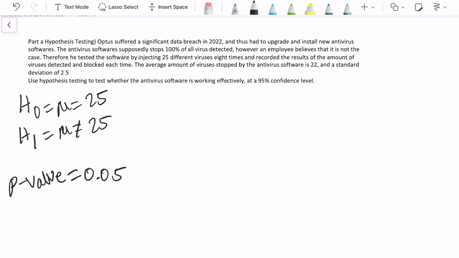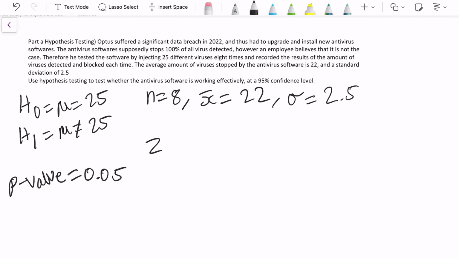Now, to continue with the hypothesis testing, we should gather some information from the problem above. So here we know that the sample size is 8, so n equals 8, and our x bar, our mean, is equal to 22, and also our population standard deviation is equal to 2.5. Now we can continue the hypothesis testing using a z-test.